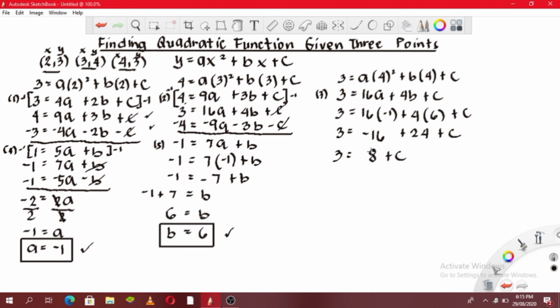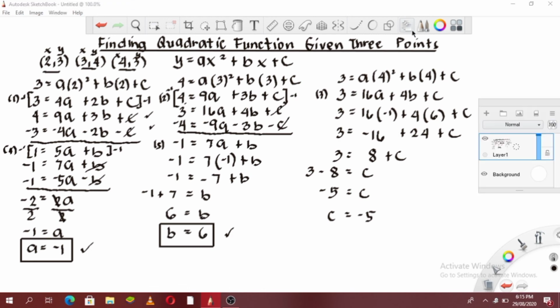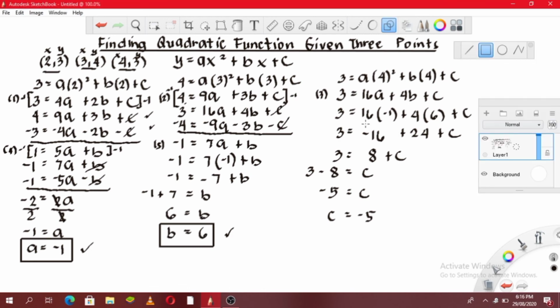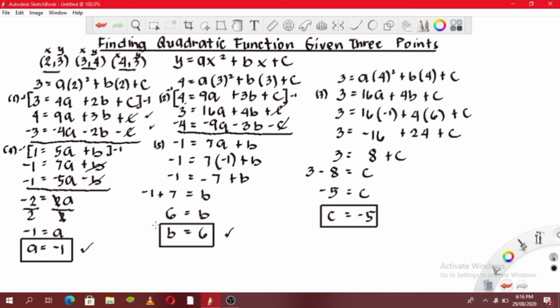Lipat si 8 sa kabilang side ng equal sign. Ito ay magiging 3 minus 8. We applied subtraction property of equality. Equals C. 3 minus 8 is negative 5 equals C. Or we can write this as C equals negative 5. Therefore, C is negative 5. Ayan na po, kumpleto na po yung values ng A, B, and C natin.